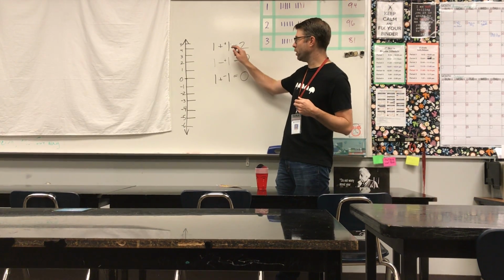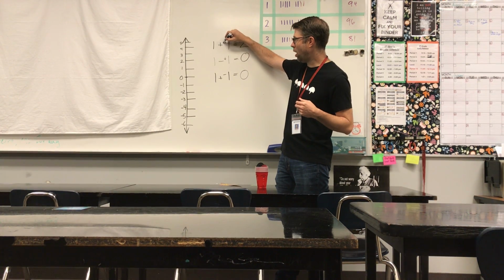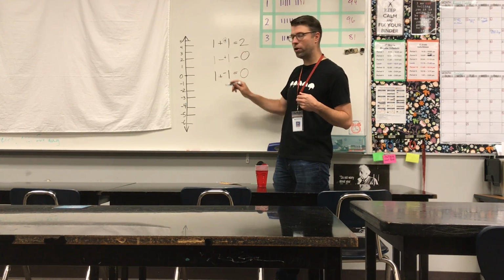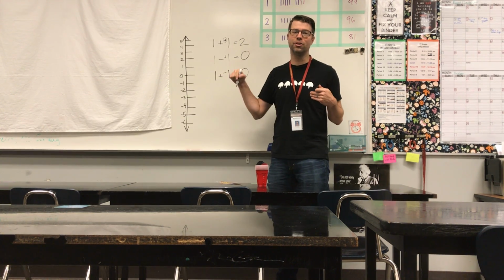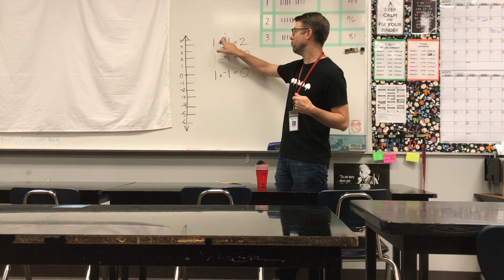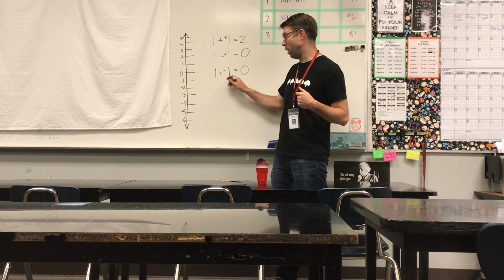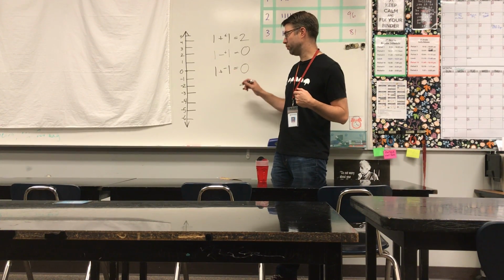Because when we add a positive number, we always know it goes up, but when we add a negative number, because it's the opposite, it actually goes the other direction. So it goes down 1. So it goes from 1 down to 0.